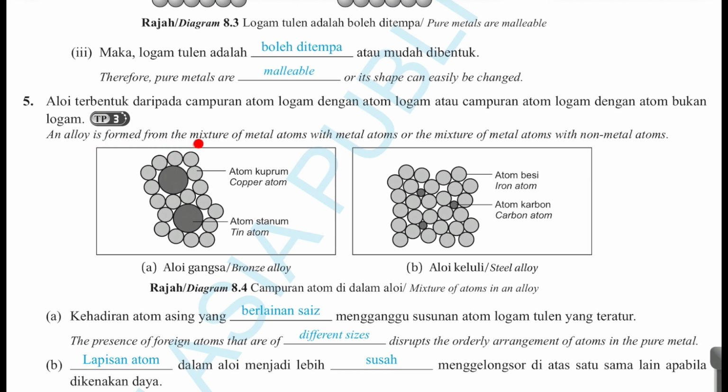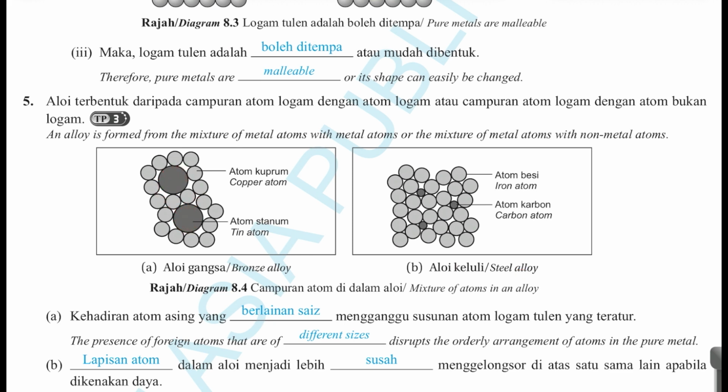Alloy is formed from the mixture of metal atom with metal atom or the mixture of metal atom with a non-metal atom. So alloy ini terbentuk apabila kita campurkan metal ini dengan metal yang lain ataupun metal kita campurkan dengan non-metal. Okay, I give you example. Bronze alloy. Bronze ini adalah sejenis alloy. Kenapa? Sebab kita campurkan copper atom dengan tin atom.